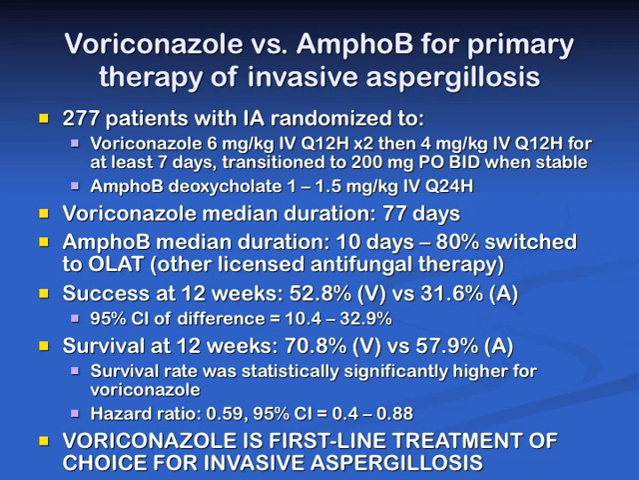Unfortunately, the Amphotericin B patients were treated for a median duration of 10 days because 80% of them had to be switched to other licensed antifungal therapy due to nephrotoxicity predominantly. So the survival at 12 weeks favored Voriconazole, 71% versus 58%, which was statistically significantly higher for Voriconazole, therefore making Voriconazole the first-line treatment of invasive aspergillosis.